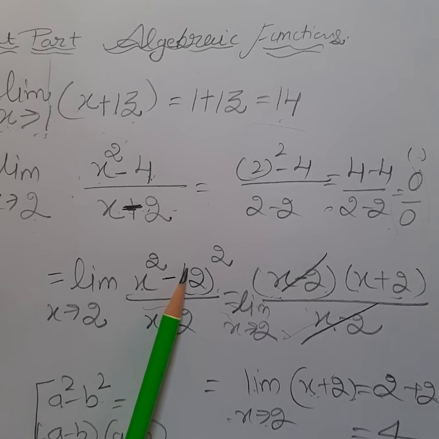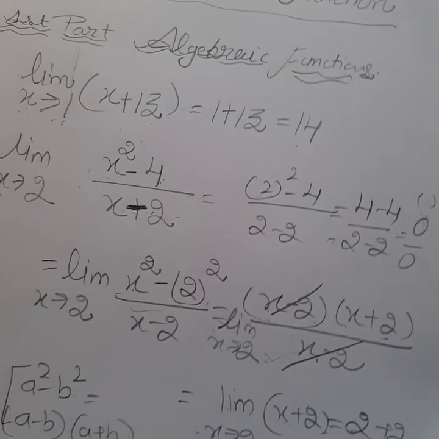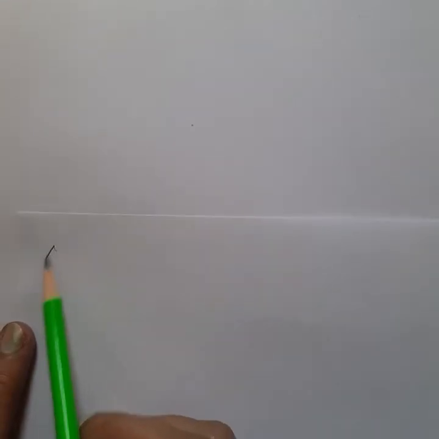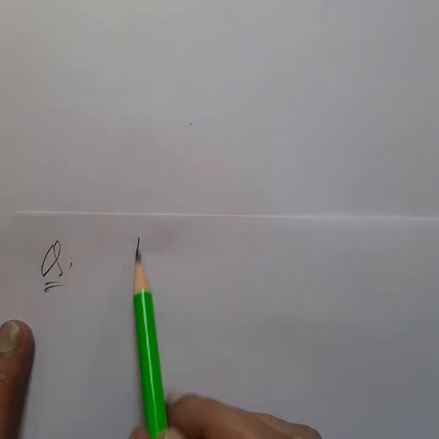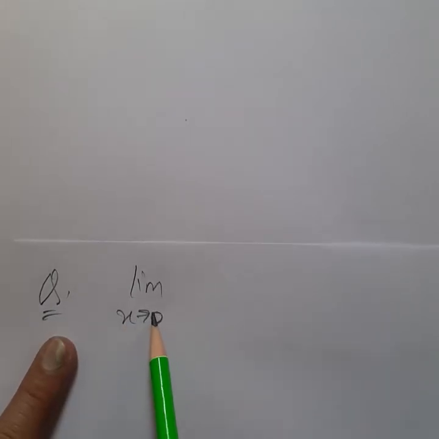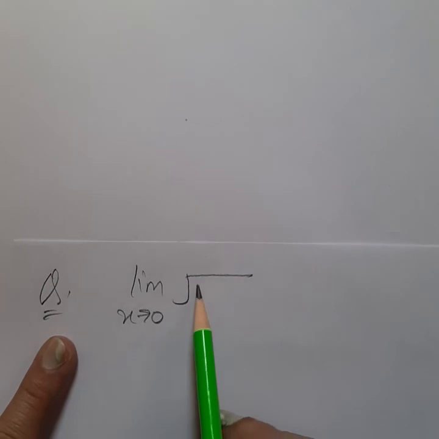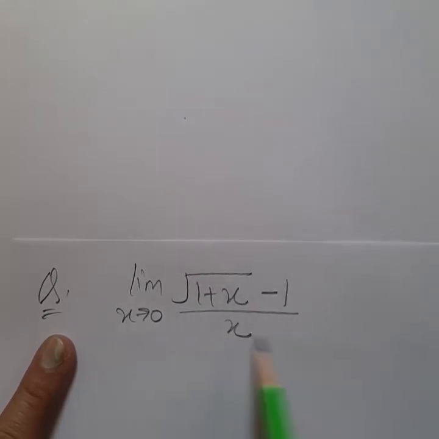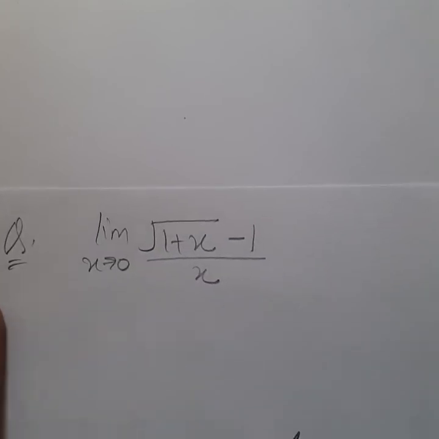Okay, now we are moving on to our next method, that of rationalizing a function when we are given the function in a square root. Okay students, so first of all we can see this question. Suppose that you have the question limit x tends to 0 of square root of 1 plus x minus 1 upon x. So how can we solve it?